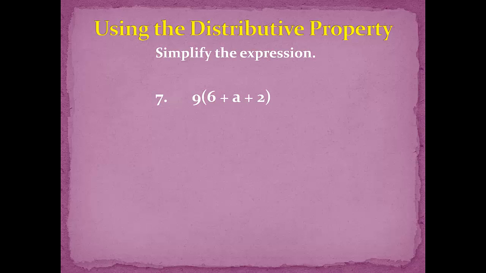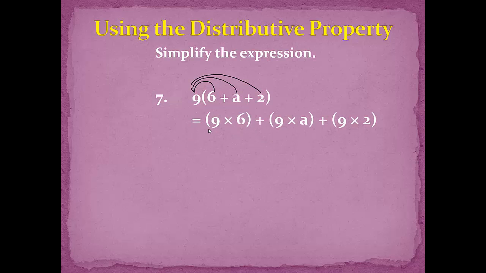Now we're going to do one more example using the distributive property. So we have, for number 7, 9 times the quantity 6 plus a plus 2. I can use the distributive property, and I'm going to do 9 times 6. I'll do 9 times a, and I will also do 9 times 2. So this will look like this.